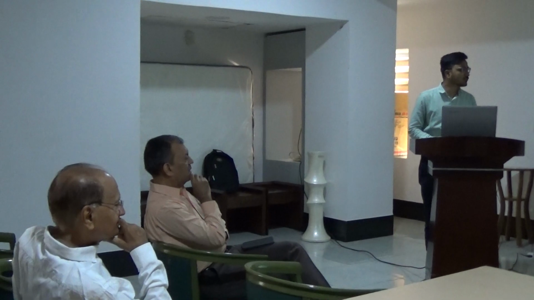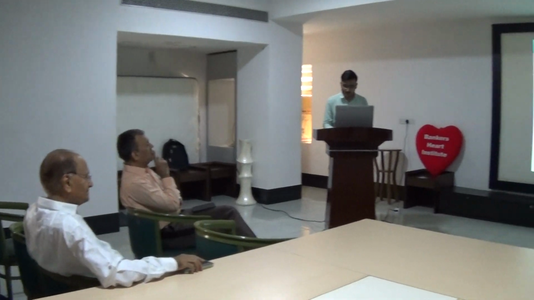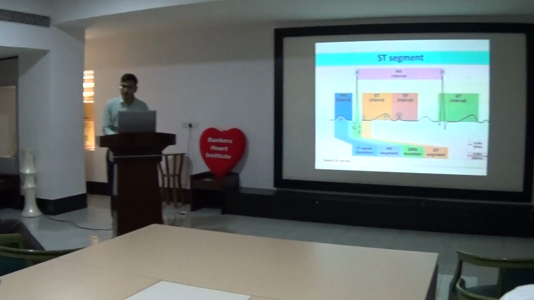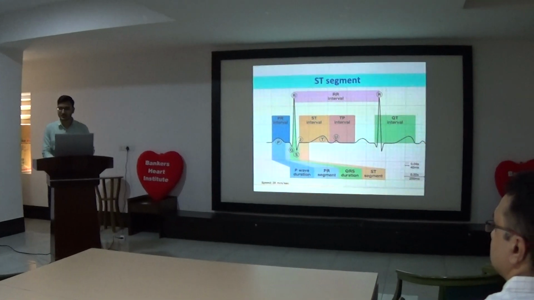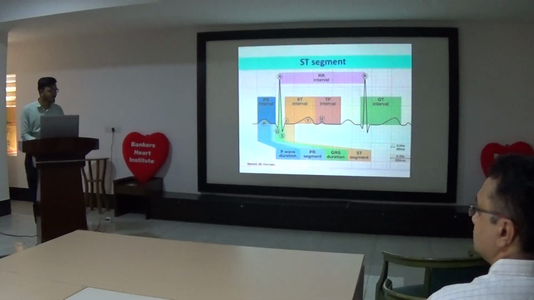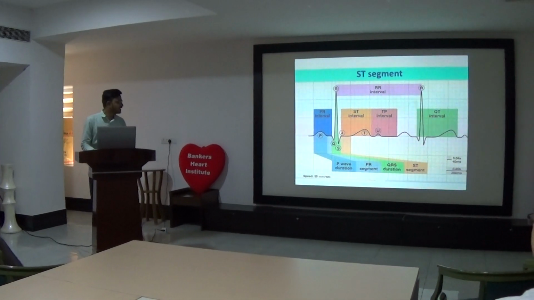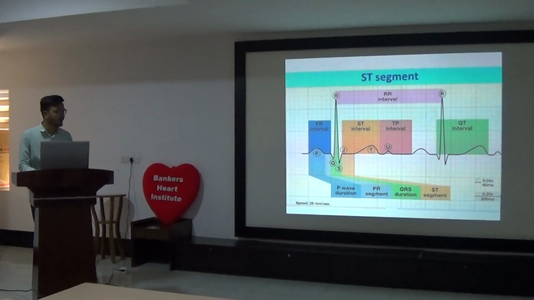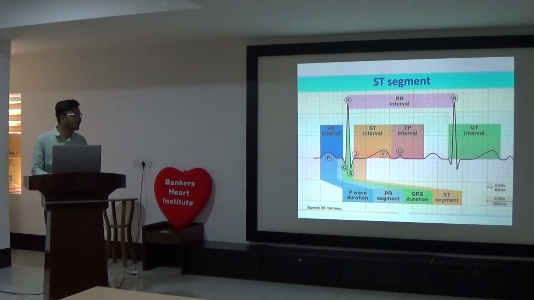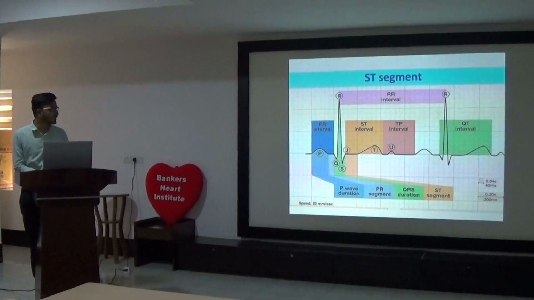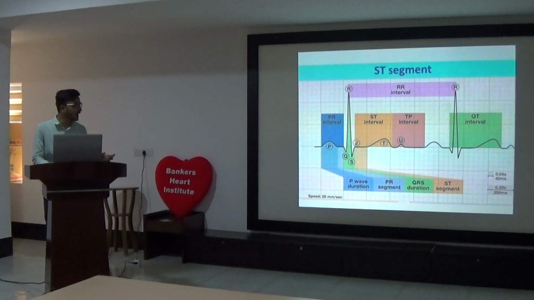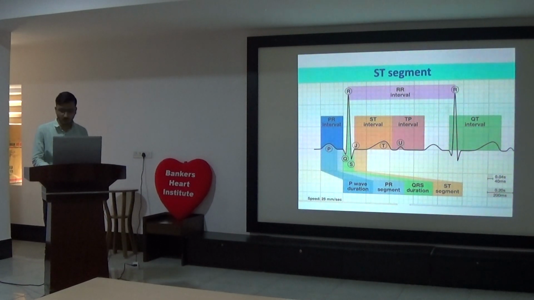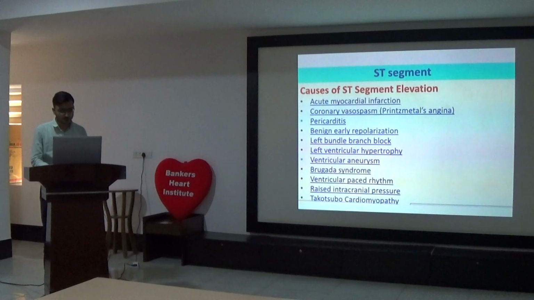Now the most important cause of ST segment abnormality, either elevation or depression, is myocardial infarction or ischemia. Not always, but most common. So here at the end of the S wave there is the J point. J point elevation is also one of the causes of ST segment elevation. So the ST segment is isoelectric between the end of the S wave and the beginning of the T wave.